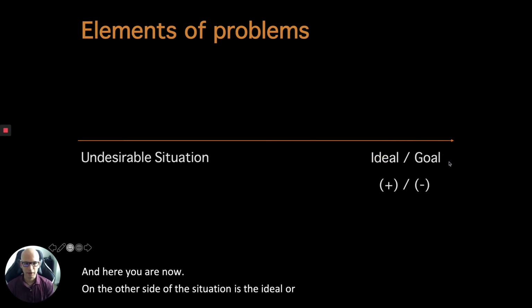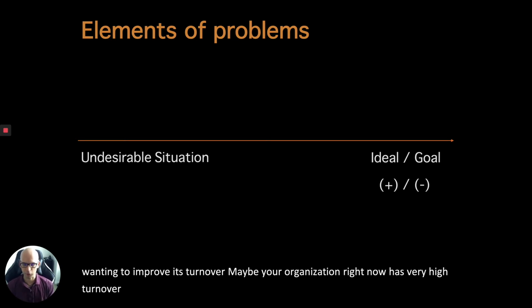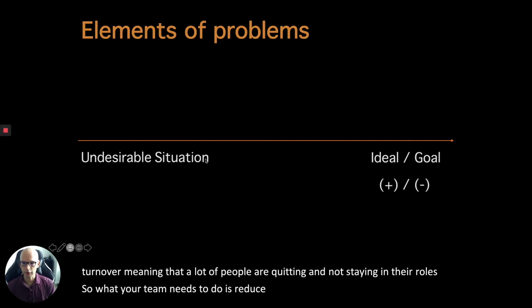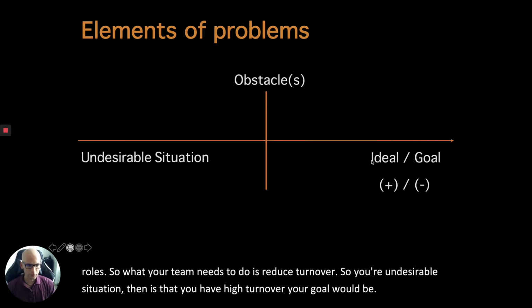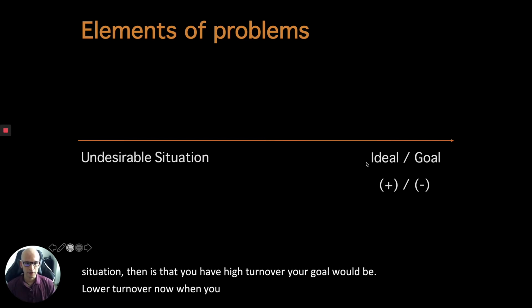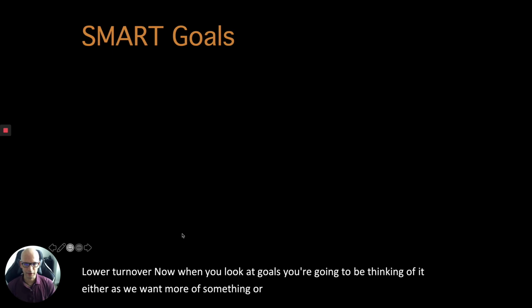Perhaps your team is wanting to improve its turnover. Maybe your organization right now has very high turnover, meaning that a lot of people are quitting and not staying in their roles. So what your team needs to do is reduce turnover. So your undesirable situation then is that you have high turnover. Your goal would be lower turnover. Now, when you look at goals, you're going to be thinking of it either as we want more of something or we want less of something.